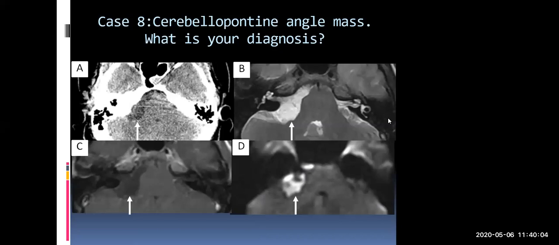Again, these are important images for you guys to review for your board examination, because CPA tumors tend to show up on board exams. So you want to master and make sure you can easily differentiate vestibular schwannoma from a meningioma and so on and so forth. This is our first patient. I'm going to let you go through the images for a minute before I go through them with you.